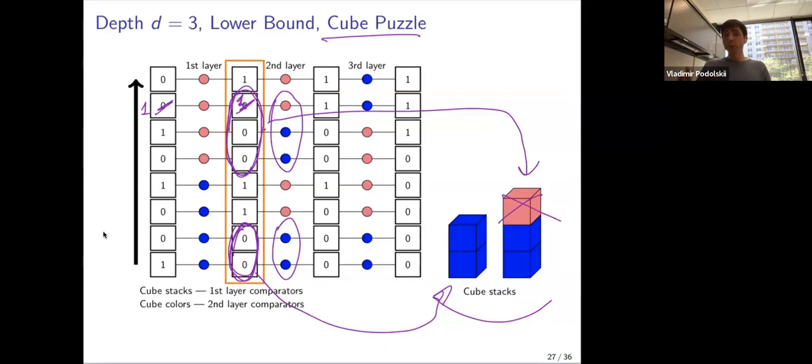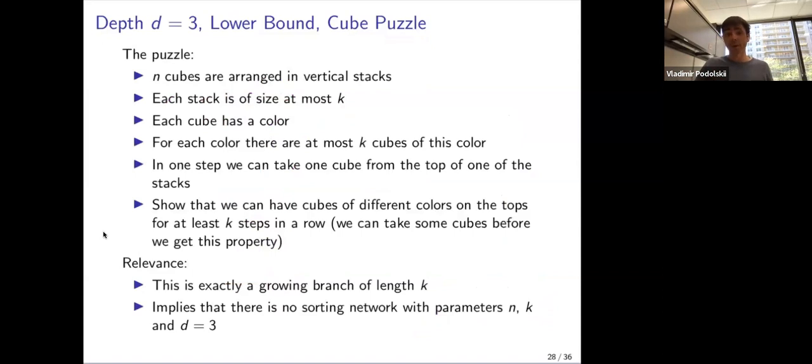I want to see cubes of different colors on the top, and I want to see it for many steps because I want a branch, right? I hope this is kind of intuitively clear. Let me formalize the puzzle completely.